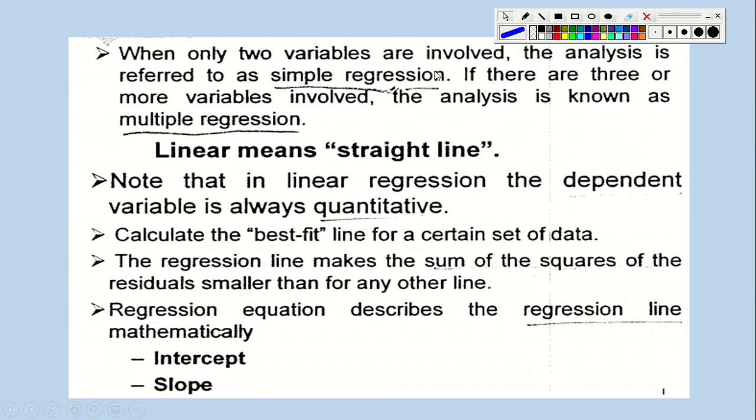When only two variables are involved, the analysis is referred to as simple regression. If there are three or more variables involved, the analysis is known as multiple regression. Linear means straight line. Note that in linear regression, the dependent variable is always quantitative.